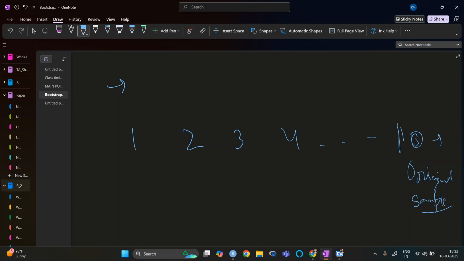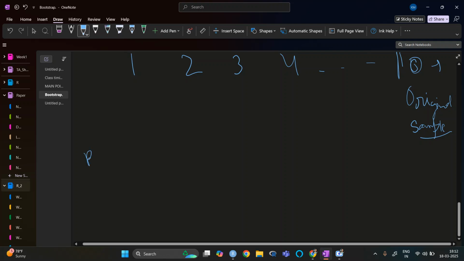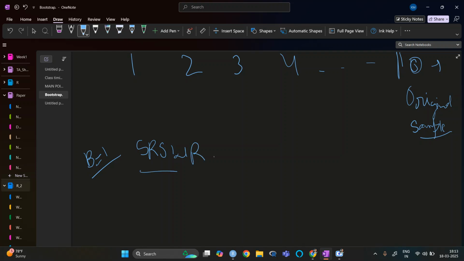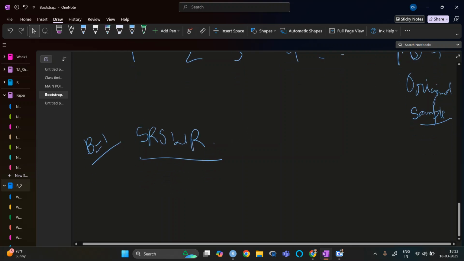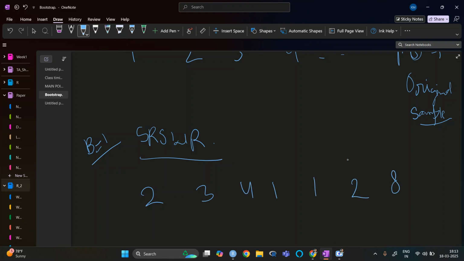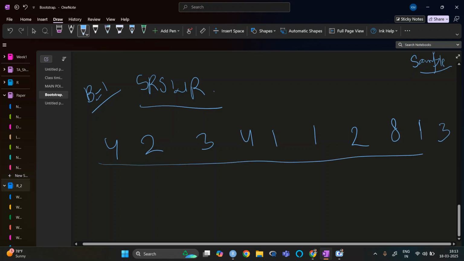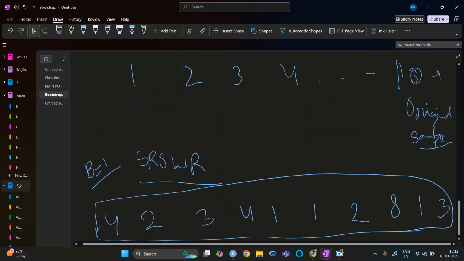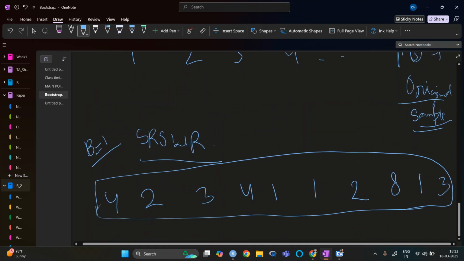Now from that original sample, if I draw for b equal to 1 using SRSWR, what will happen? I can take 2, 3, 4, 1, 1, 2, 8. So 1, 2, 3, 4, 5, 6, 7, 8, 9, and then let's say, this is our sample. This is our sample from this original sample.